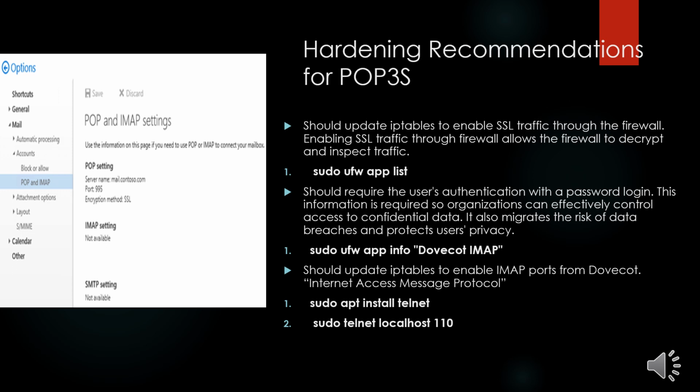On this slide, I have the recommendations for the Secure Post Office Protocol. So the first recommendation would be to update the IP tables to enable traffic through the Secure Socket Layer through the firewall. Enabling traffic through the firewall allows the firewall to decrypt and inspect traffic. And below, we have the code that allows you to do this.